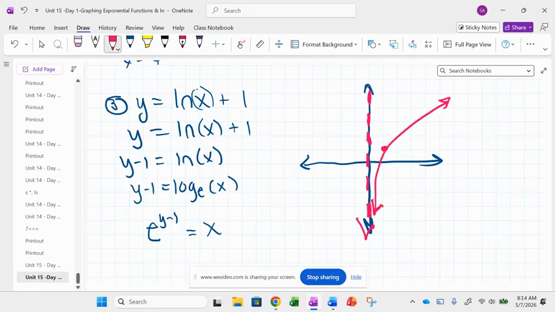Like I said, it's just very generalized sketches. All right, this is where we stop.